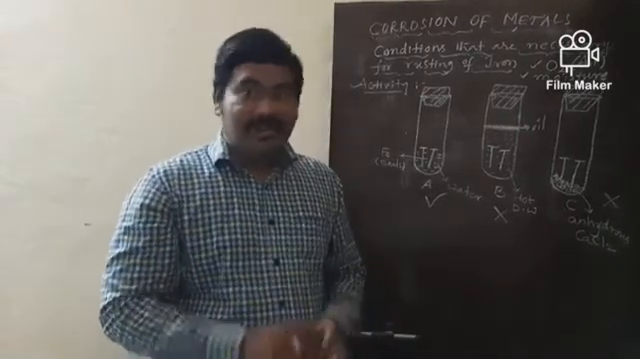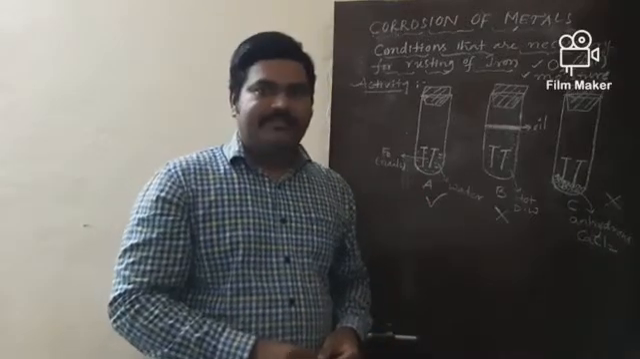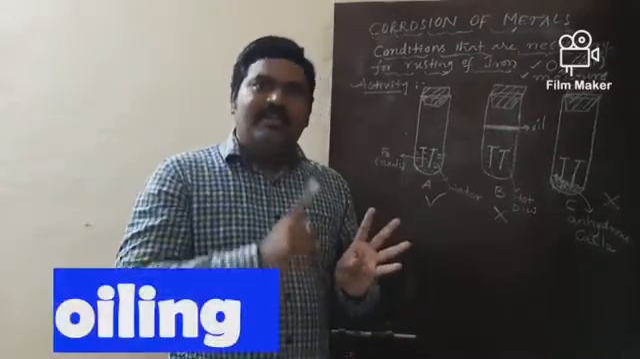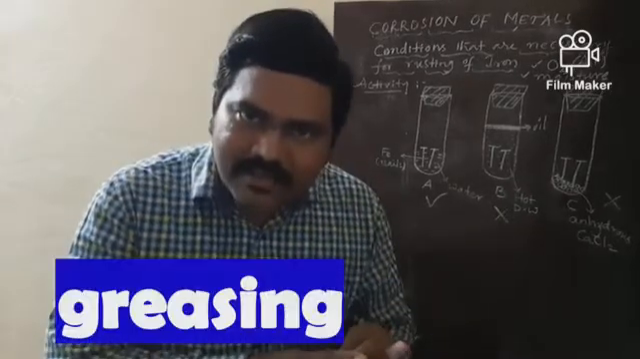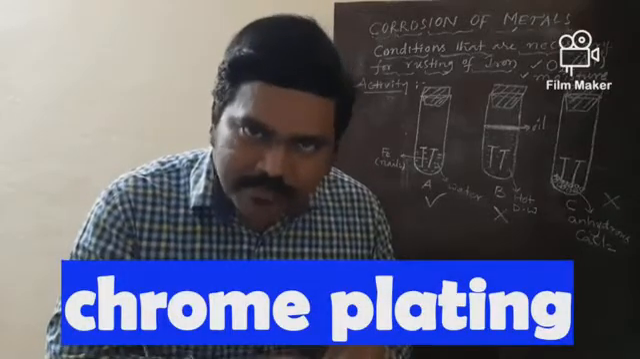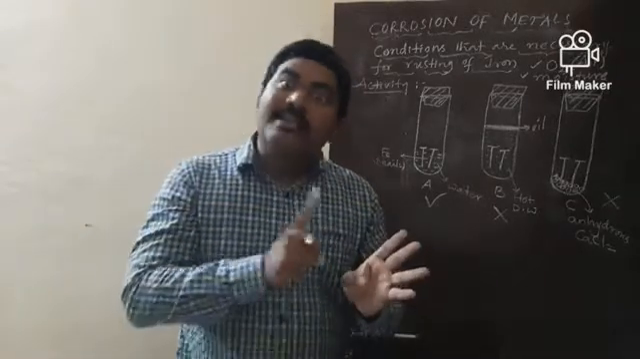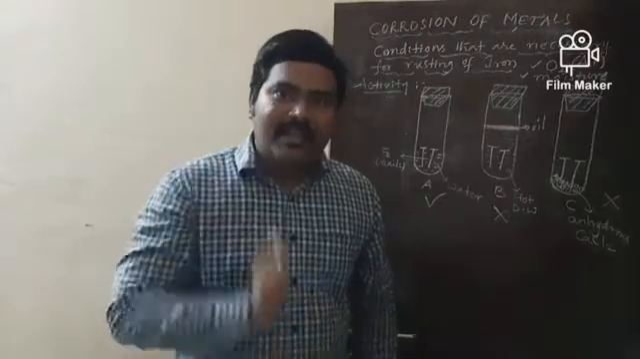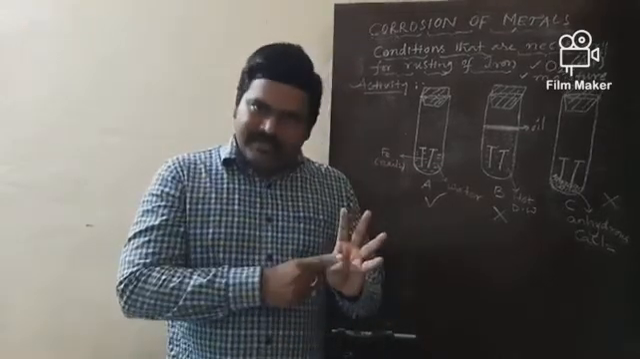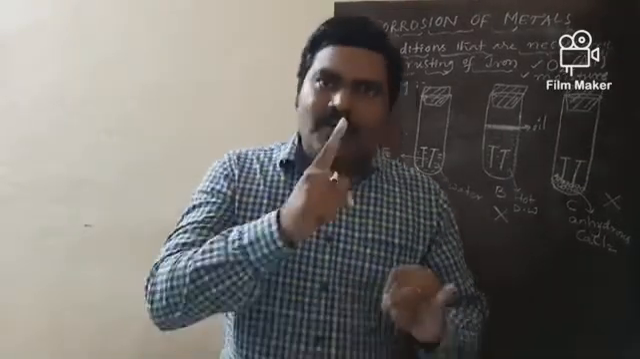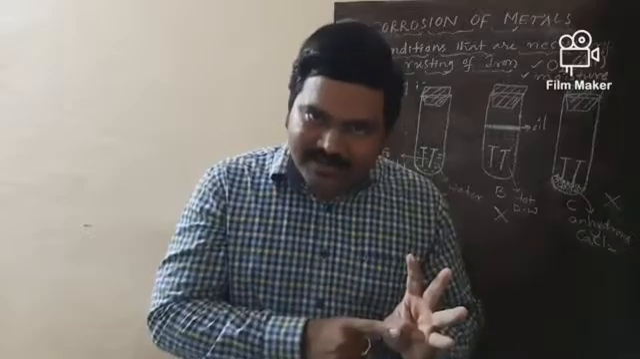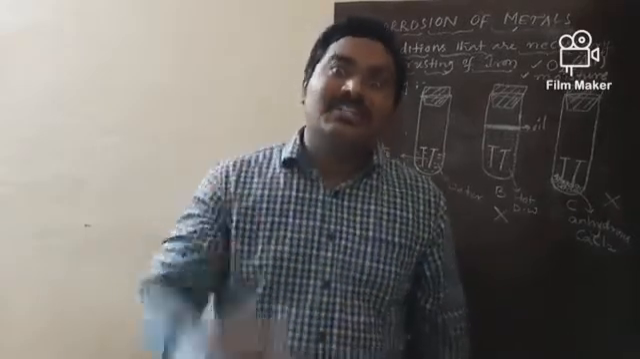We already learned these things in chapter 1. What is the first prevention method? By oiling, by painting, by greasing, by chrome plating, by anodizing, and by galvanization and alloying, we can prevent rusting of iron. Okay? So what are the methods once again? Oiling, painting, greasing, alloying, chrome plating, anodizing, and galvanization.